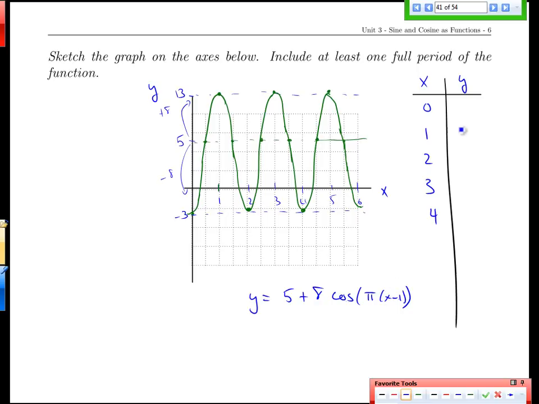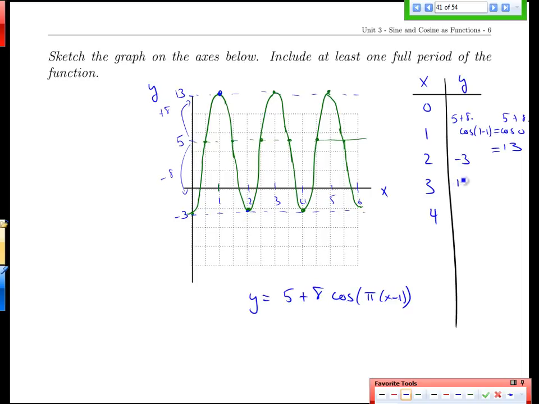Here we see we're going to have cos of pi times (1 minus 1), or that's cos of 0. And cos of 0 plus the other bits, so 5 plus 8 times cos of 0, and that's going to give us 5 plus 8, or 13, because cos of 0 is 1. Oh, that's exactly our starting point that we talked about. If you go and plug in x equals 2 in this function, you're going to get cos of pi. Cos of pi is negative 1, 5 minus 8 is minus 3.